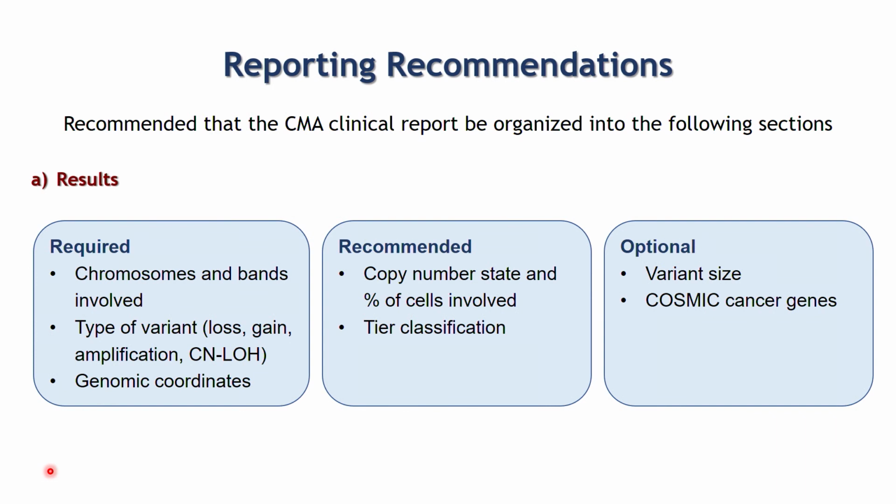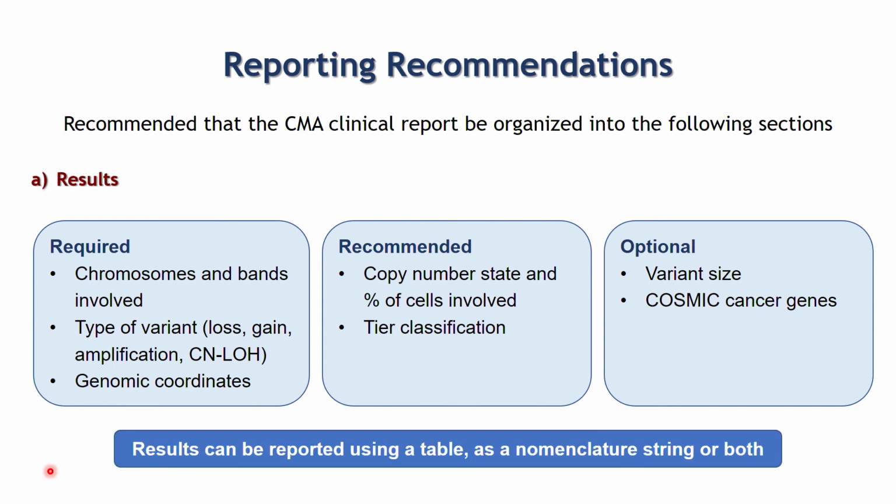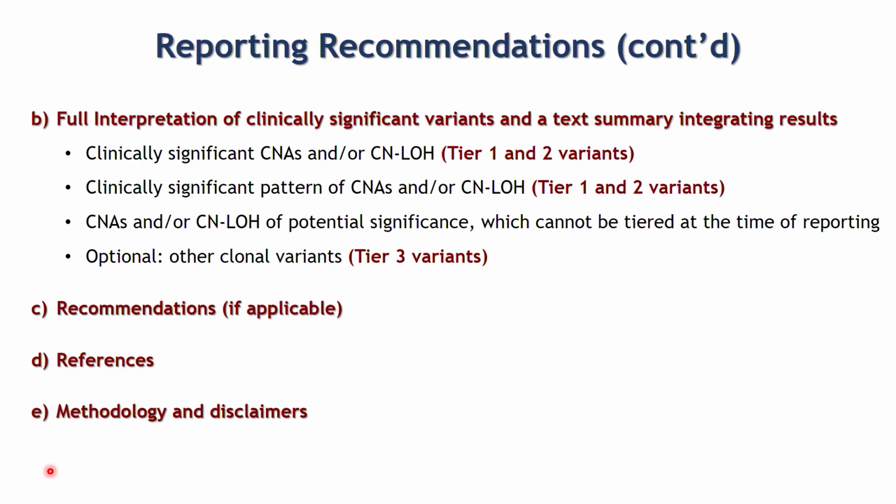In terms of reporting recommendations, I mentioned that we describe different components that you may want to include in your report, as well as we suggest some structure that your report may have. So results is a very typical component of a report that we will all have. And we defined what should be maybe required components of the report, some that are recommended and some that are optional. The results can be reported either as a table or nomenclature string, and this is something that's also given as an option in the current ISCN.